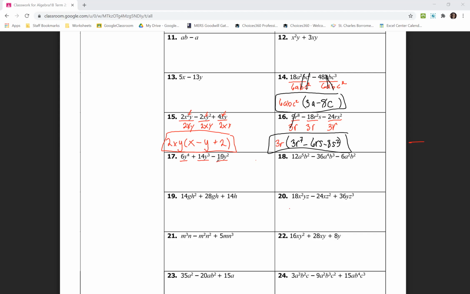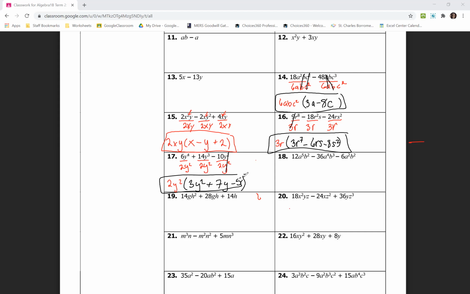So 17, what can I divide into all of those? Well, 2, 14, and 10. I think 2 is going to be the biggest number that I can pull out. And then looking at all the factors of y, they can all give 2 factors of y. That's what they have in common. So I have 2y squared, and what will I be left with? 6y to the 4th divided by 2y squared is 3y squared, plus 7y, minus 5.